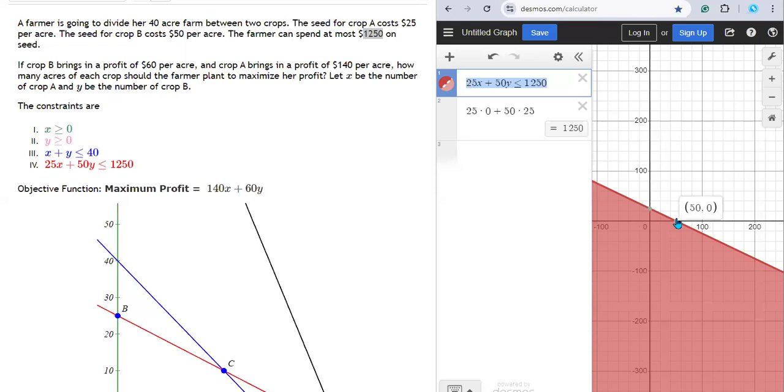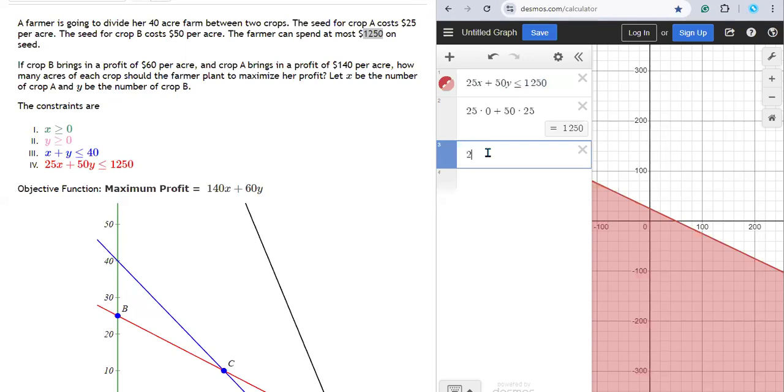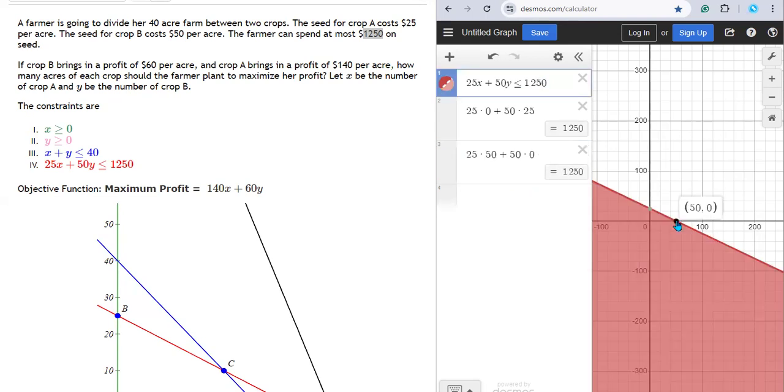Now, what about this point over here? This is 50 and 0. So X is 50 and Y is 0. So we're going to multiply the $25 per acre times 50. Then we're going to add it to the $50 per acre times 0. And we get 1,250. So this point here, X equals 50 and Y equals 0. That point is on this red line as well.